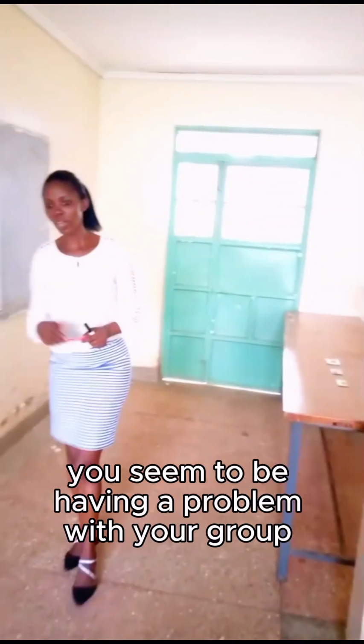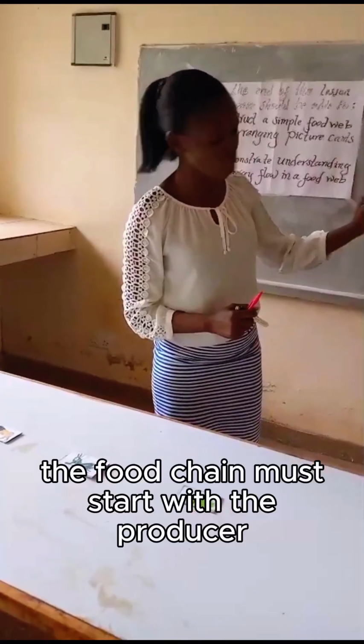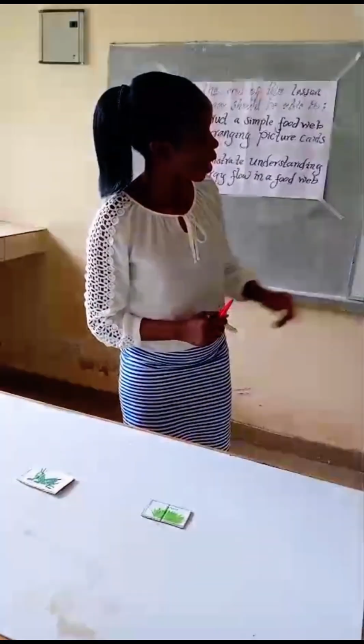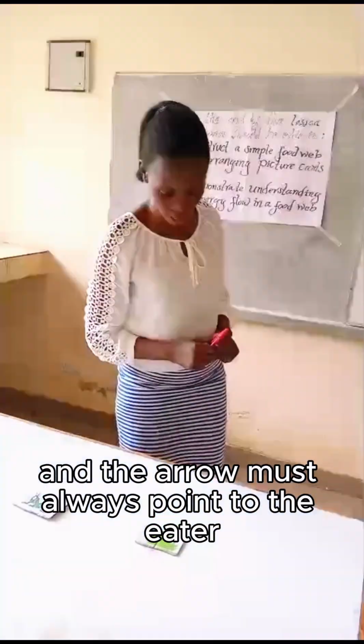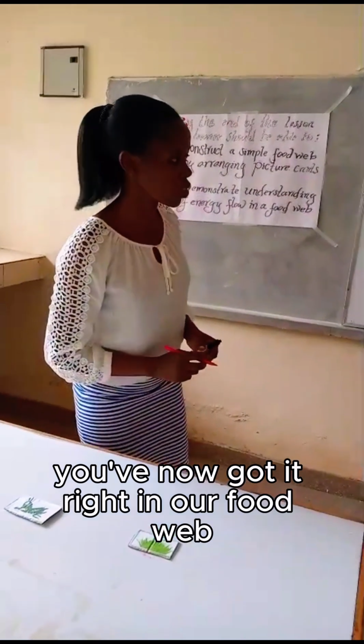Grace, you seem to be having a problem in your group. The food chain must start with a producer, and the arrow must always point to the eater. Can you do that correction? You've now got it right.